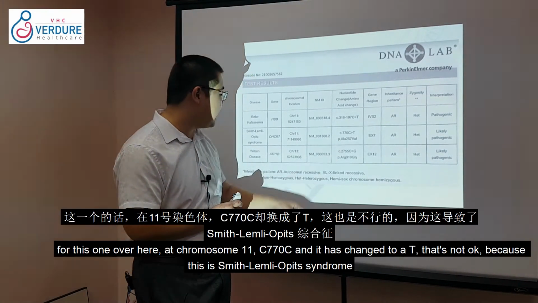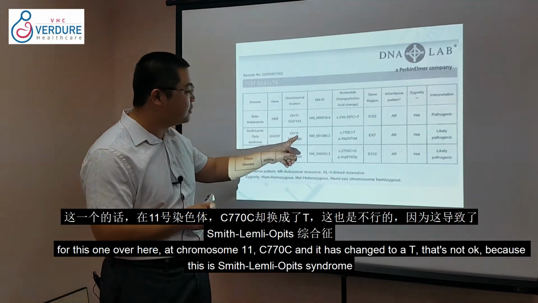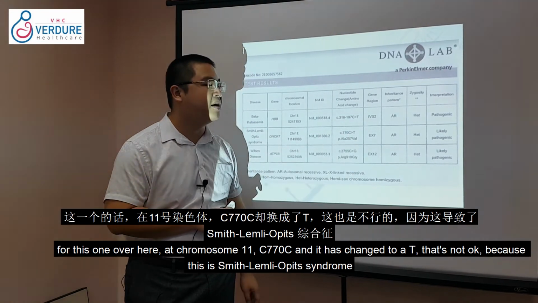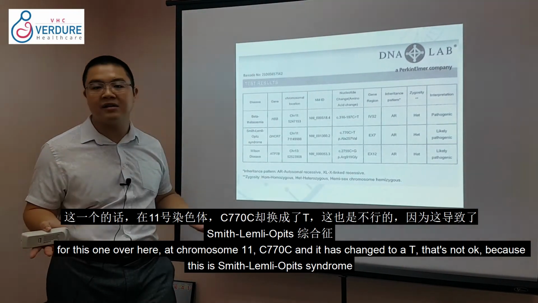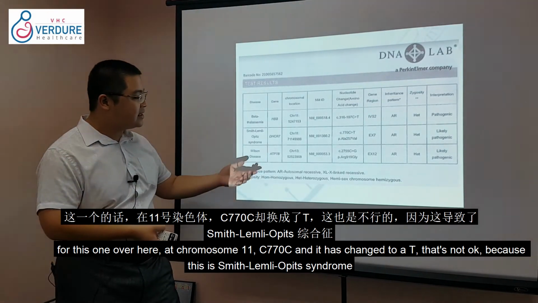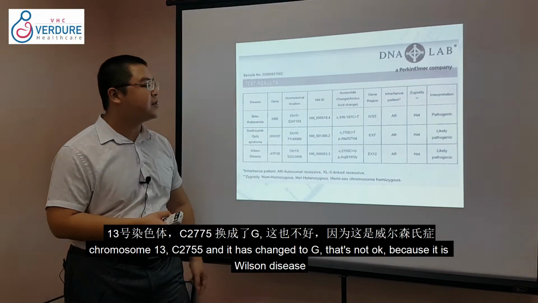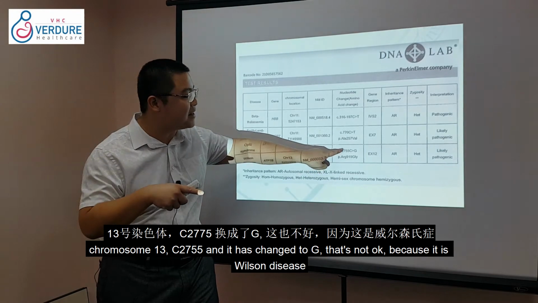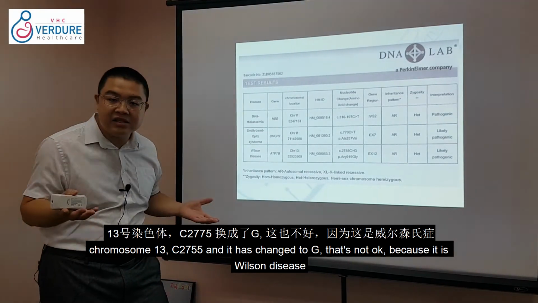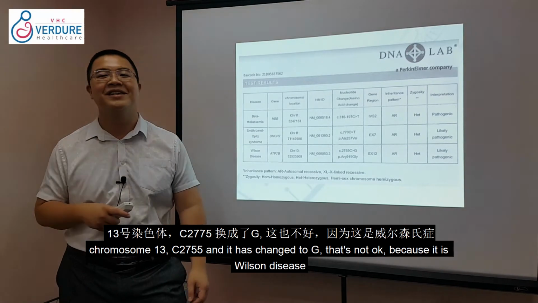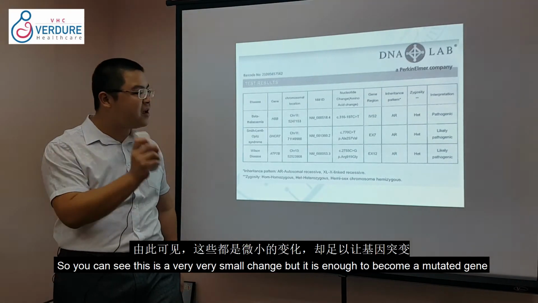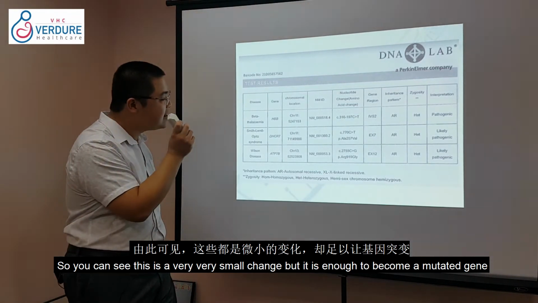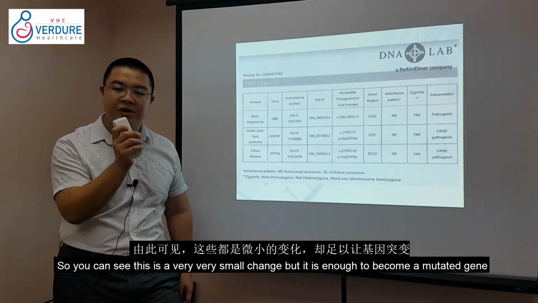And for this one over here, let's take a look at this. This is also at chromosome 11. From C770C, it has changed to a T. That's not okay, because this is Smith-Lemli-Opitz syndrome. And let's have a look at one more. Chromosome 13, C2755. Supposedly it has to be a C, but now it has changed to a G. And that is not okay, because this is Wilson's disease. So as you can see, this is a very, very small change, but it is enough to become a mutated gene.